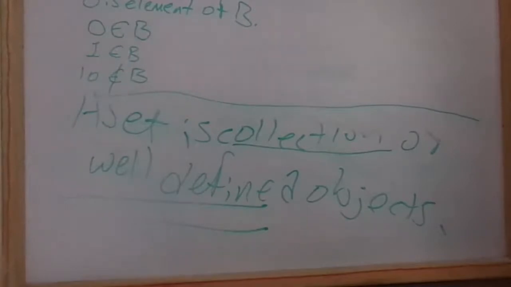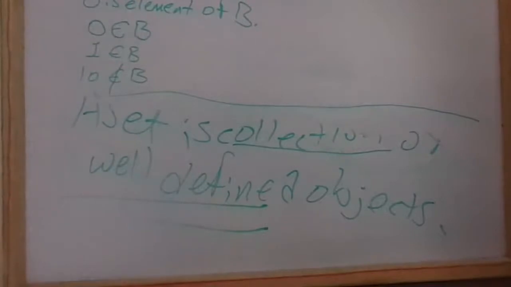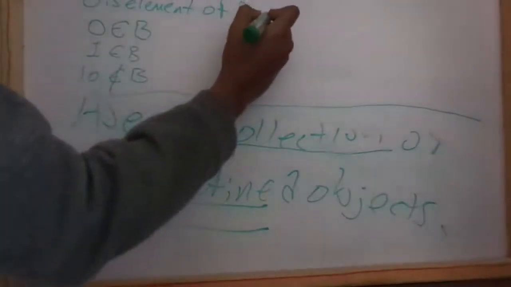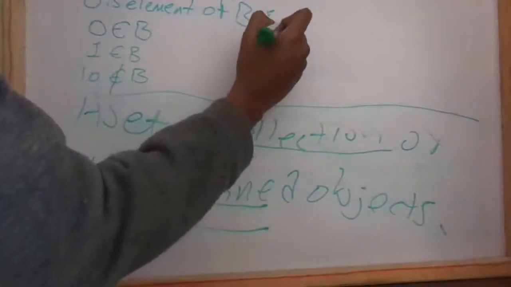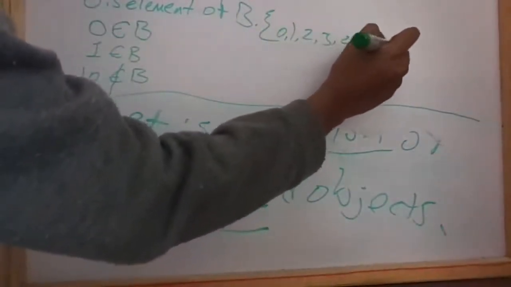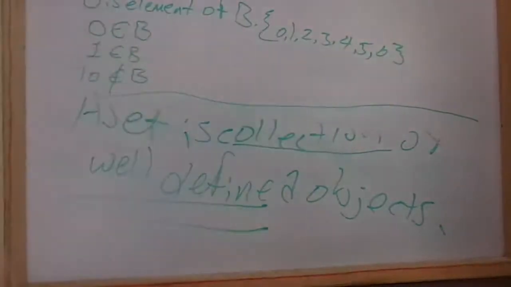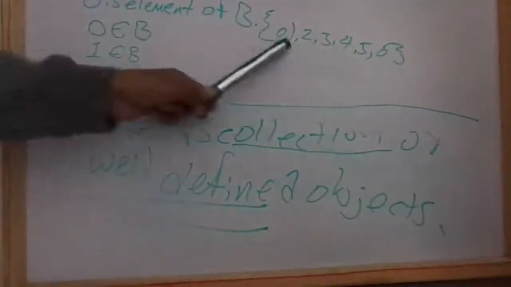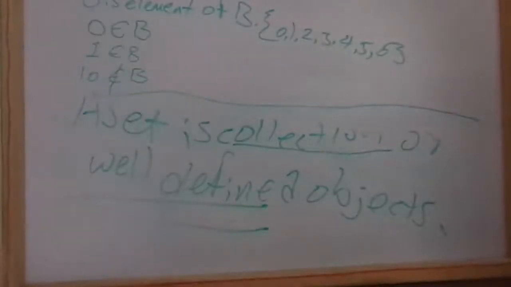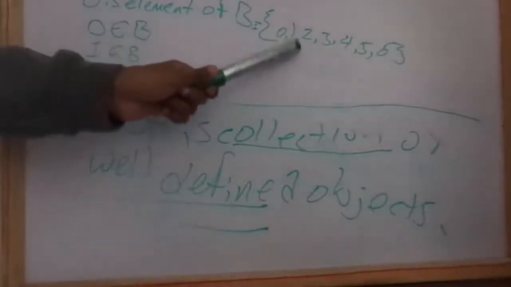You can have the answer with you, but 0 is an element of B. As we listed in B, there are 0, 1, 2, 3, 4, 5, 6. So, there are 7 elements. On the list, 0 is an element of B. It is true. And also, 1 is an element of B. It is true. 1 is over here.